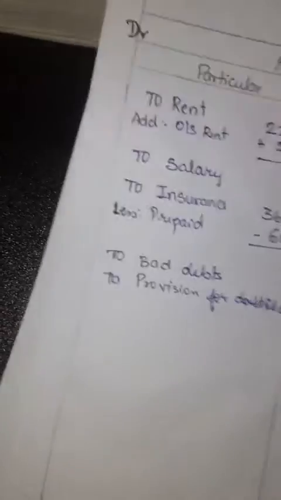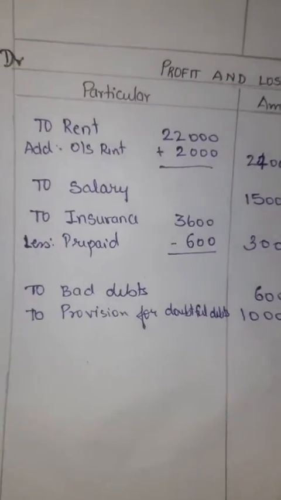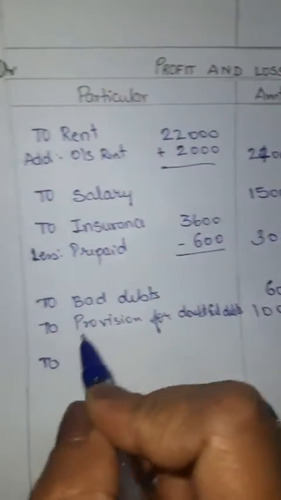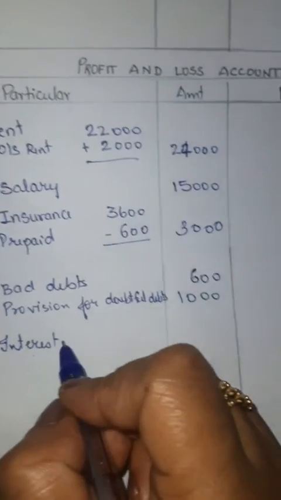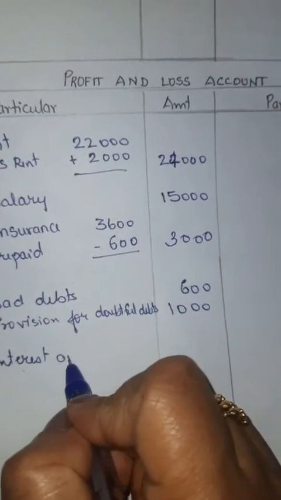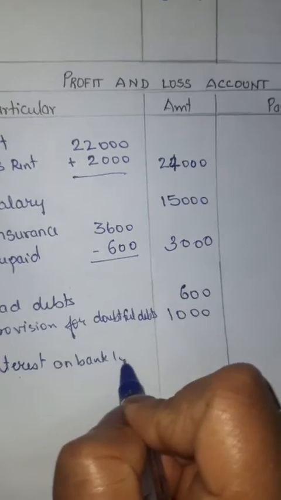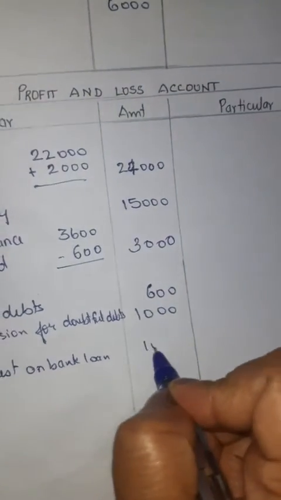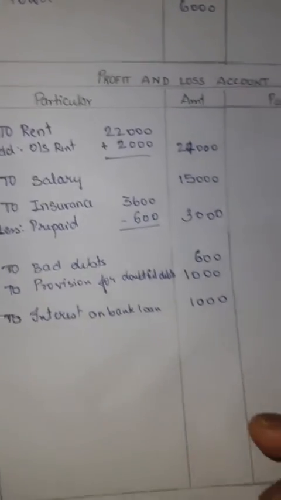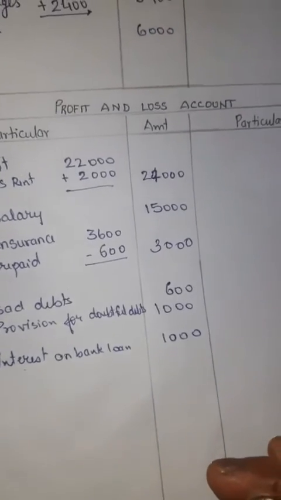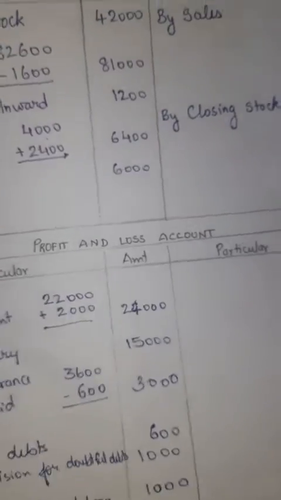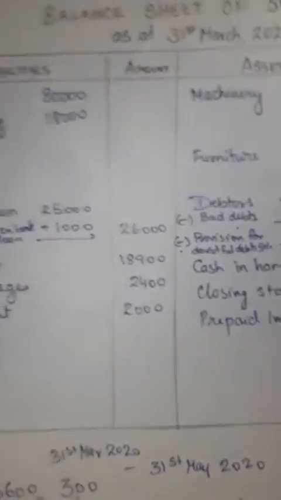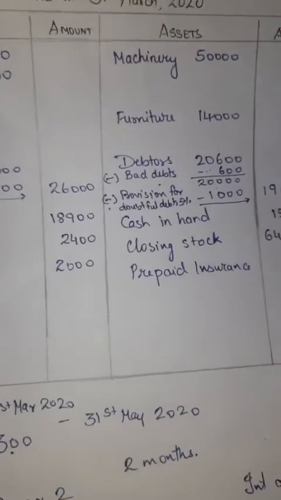Okay. What is the second effect of this? As you are supposed to pay the amount of interest on bank loan, interest on loan is your expense. So you will show it in the profit and loss account debit side, interest on bank loan. The amount is 1000. Show it in the amount side, 1000. Okay. The last adjustment is related to provide. The 8th one, provide depreciation on machinery 10% and furniture 5%.